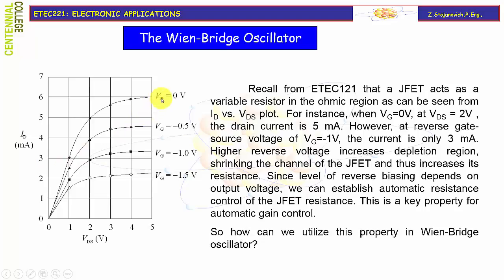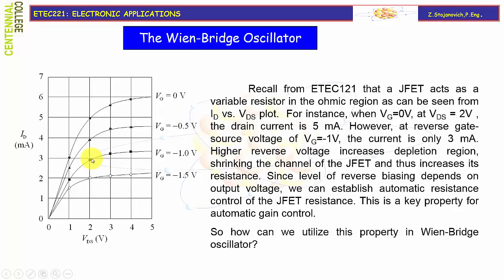It looks as if by changing the gate biasing voltage, we can alter the resistance of the channel of the JFET. So when the reverse biasing voltage is 0, resistance will be small, so we will allow 5 milliamps to flow. However, if we have some negative voltage and we increase this reverse biasing voltage, we will reduce current, so it looks like we are increasing the resistance of the JFET. A higher reverse voltage increases the depletion region, shrinking the channel of the JFET and thus increasing the resistance.